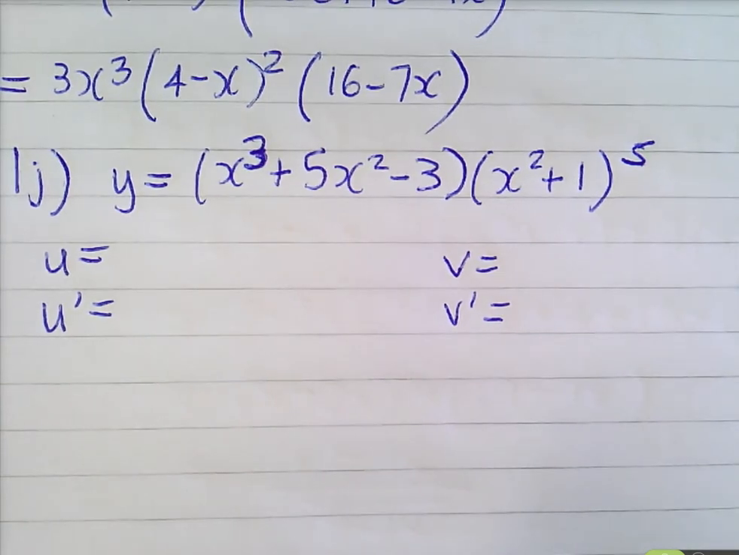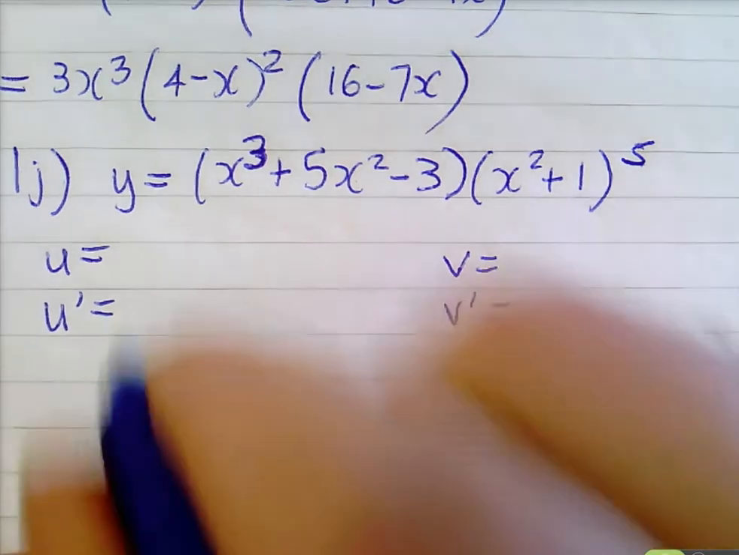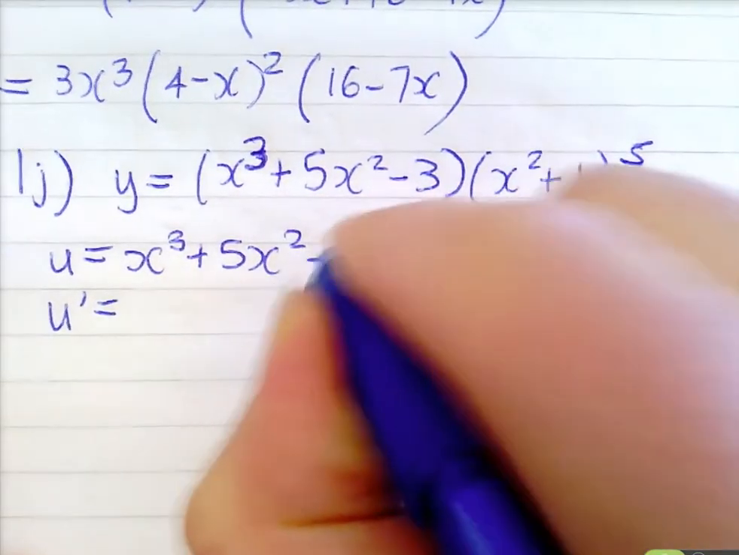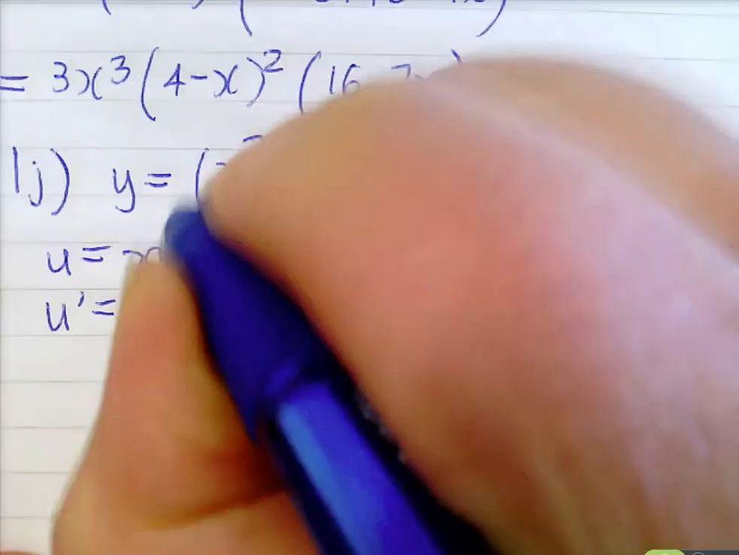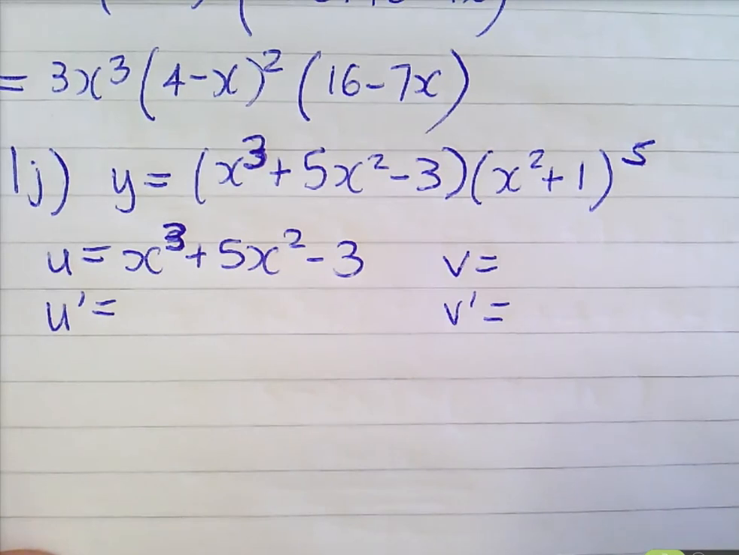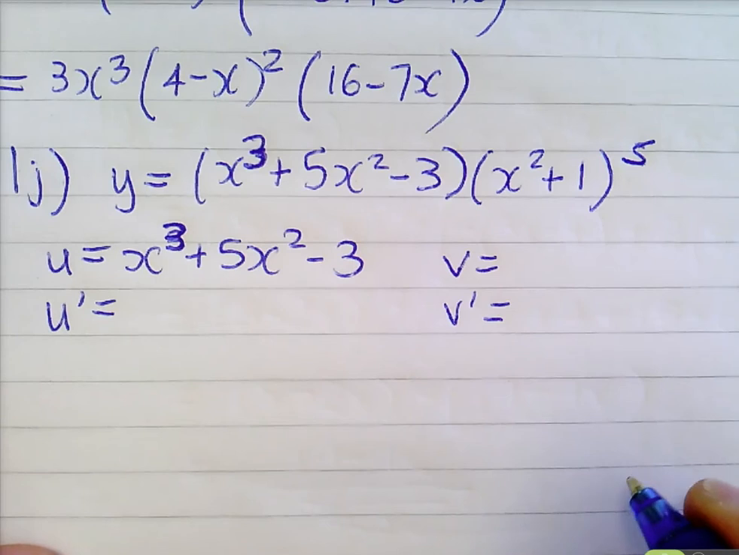Everyone have a go, please. That's what u is: x cubed plus 5x squared minus 3. Then you have to do u dash. Jane, what's u dash?